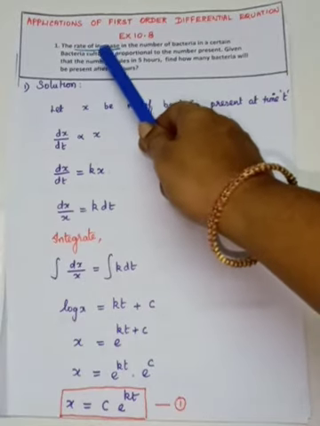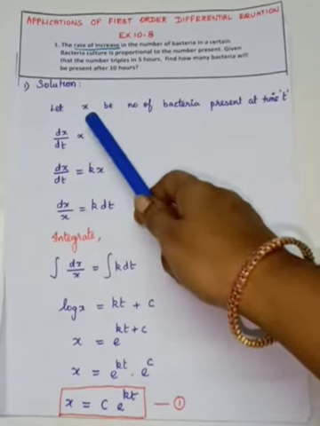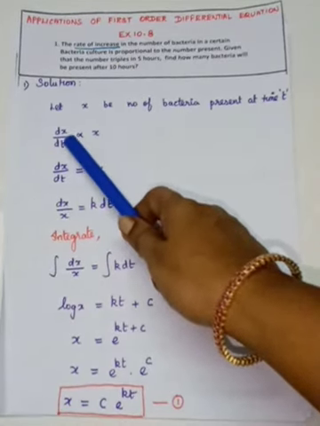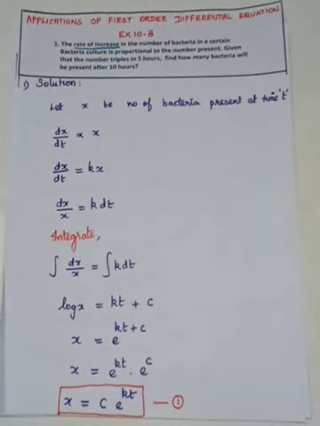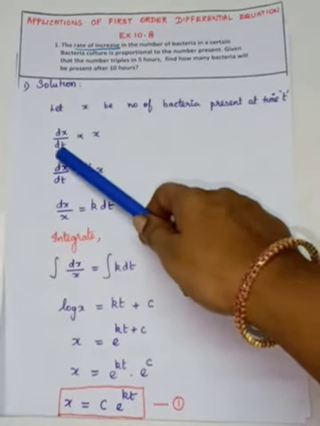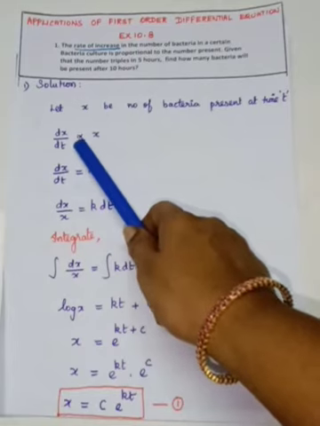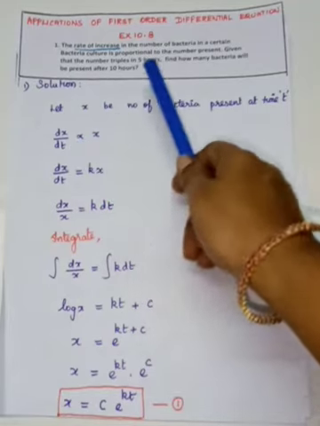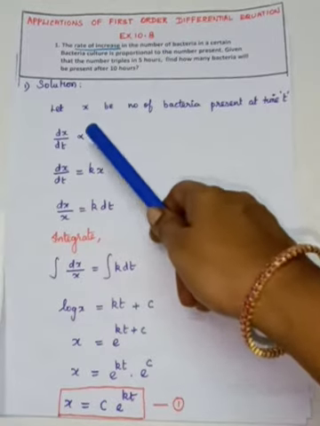The rate of increase of the number of bacteria, that is, the rate of increase of x. So you have to use dx by dt, the first derivative with respect to time. So dx by dt, how is it? It is proportional, so I use the proportionality symbol. Proportional to the number present. How many? It is x.